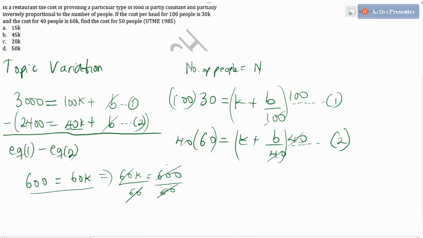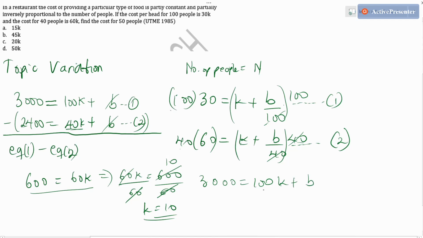If we divide both sides by 60, what do we have? 60 cancels 60, and 60 in 600 is just going to give us 10. So k is equal to 10. Now we know this, nice and easy. We can substitute into any of these equations.